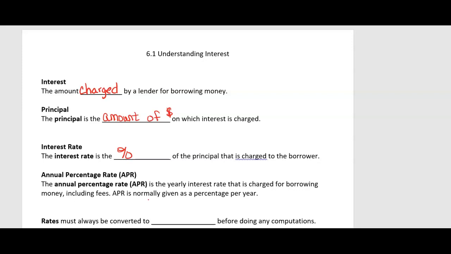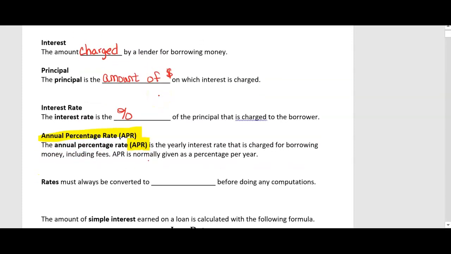And usually you will see the words annual percentage rate or APR. That is just your basic interest rate for borrowing the money. But a lot of banks and loan companies like to use that terminology. And the main thing to remember is when we're trying to figure out our calculations, anytime you've been given a percentage or a rate, you must convert that rate to a decimal before you begin any of your computations.